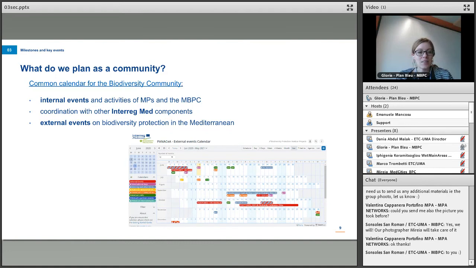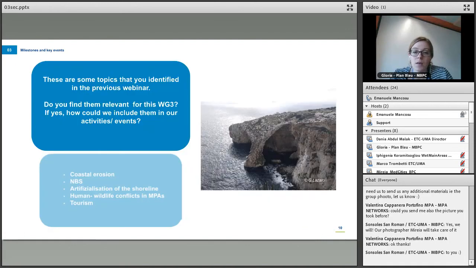Yes, and for the external events, as you might know, the biodiversity community has a team map calendar where we have two sections, the internal events and activities of the modular project and the biodiversity protection community. But this is also important in order to be coordinated with the external events and the Interreg MED components, in order to improve our way to organize our calendars. But, and this is very important, this is also an opportunity to help you go farther, because we have a great team of communication, and we can help you when you organize an event to spread the information.